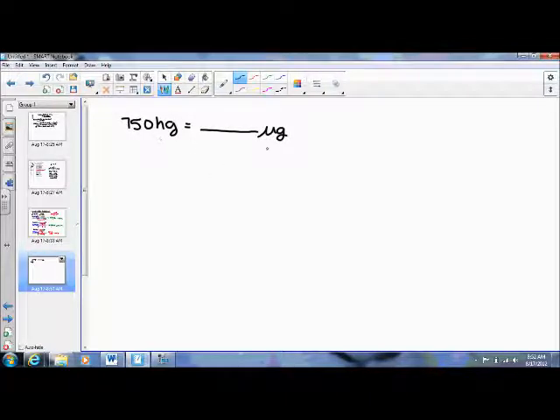Now, what do you do if there are two different prefixes in your problem? The way you're going to set this up isn't very much different. You're still going to start, but this time, rather than just drawing one line, I'm going to draw two. This first set of boxes is going to be for the first prefix, which is the hecto. The second set of boxes will be for the second prefix, which is micro. Now I have to look up two relationships. Again, our base unit here is gram, so where I see the word base unit, I'm going to think gram.